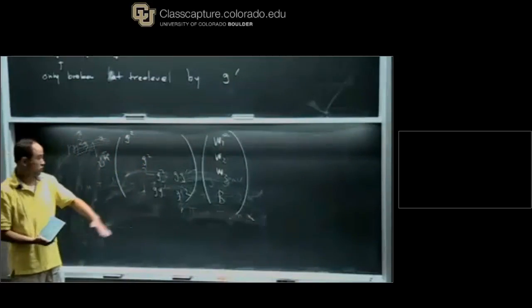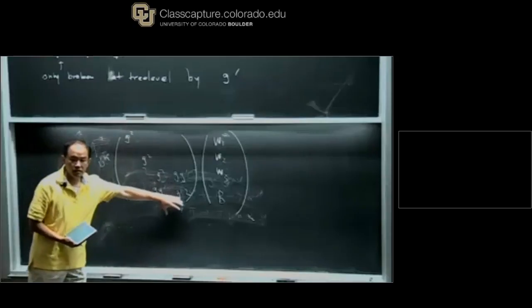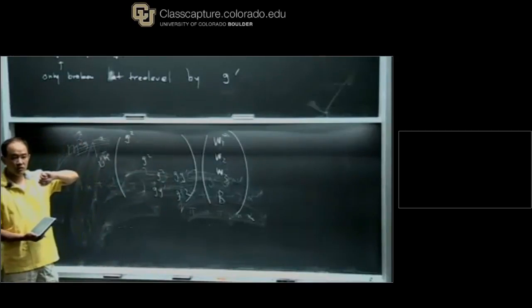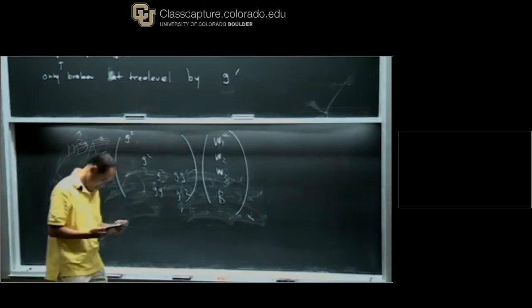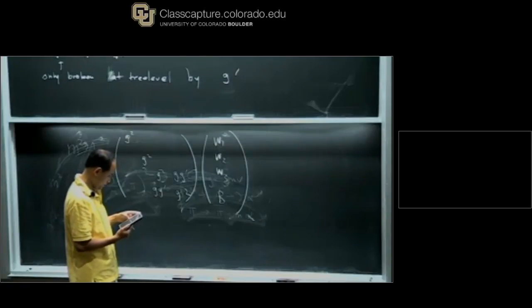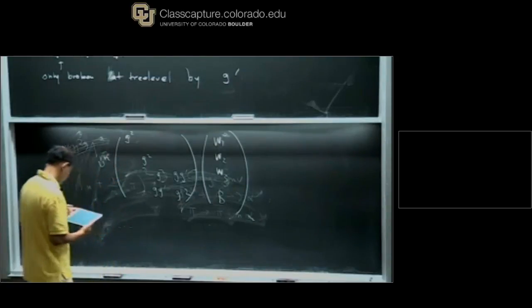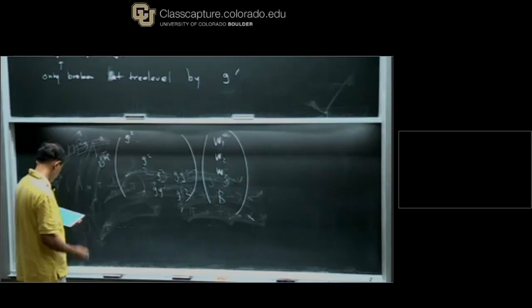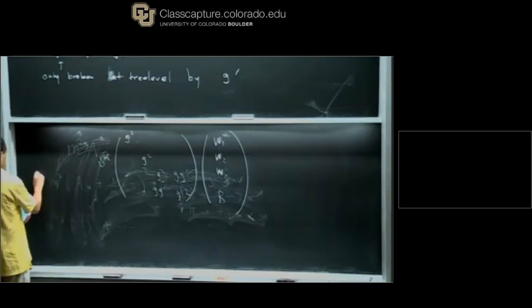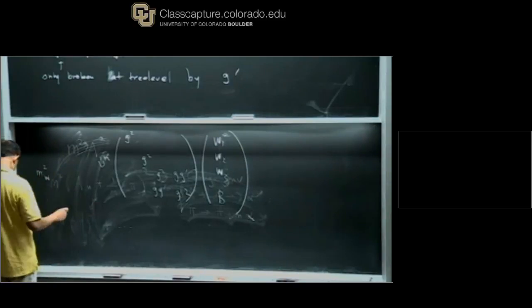So custodial symmetry basically dictates the form of this matrix. Let me just write the actual formula of W and Z's.